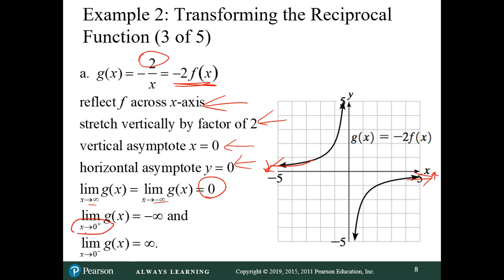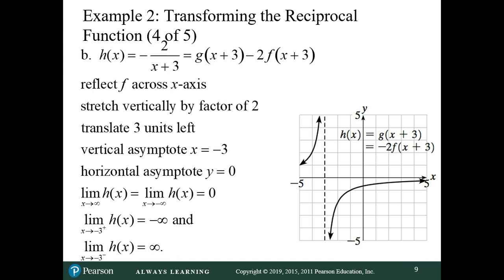This says, as we're approaching 0 from the right, where do we go? Well, we go down towards negative infinity. As we approach 0 from the left, we go up towards infinity. Okay, as we're going this way with the graph getting close to 0, it's shooting up this way.